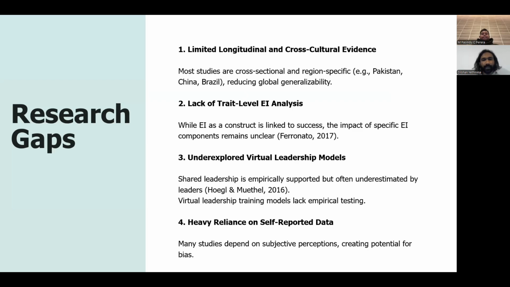Research gap. We found several important gaps. Most studies are regionally specific and often conducted in developing countries. This limits their relevance to the Australian context. There is little focus on trait-level EI, that is, understanding which specific traits, like empathy or self-awareness, are most impactful. Also, many leadership models designed for face-to-face environments haven't been tested in virtual settings. And lastly, much of the data used in previous studies is self-reported, which introduces bias.